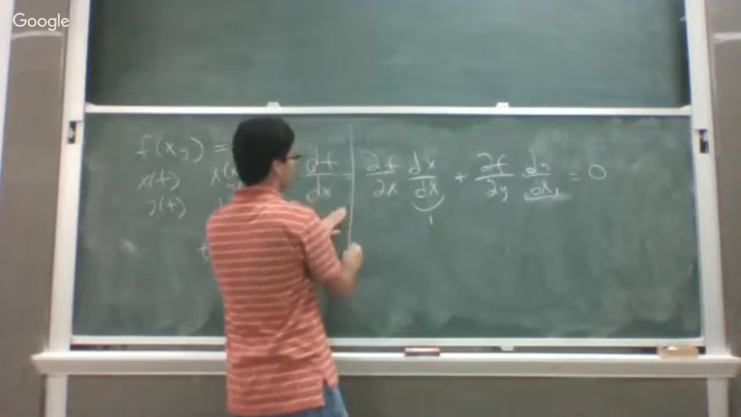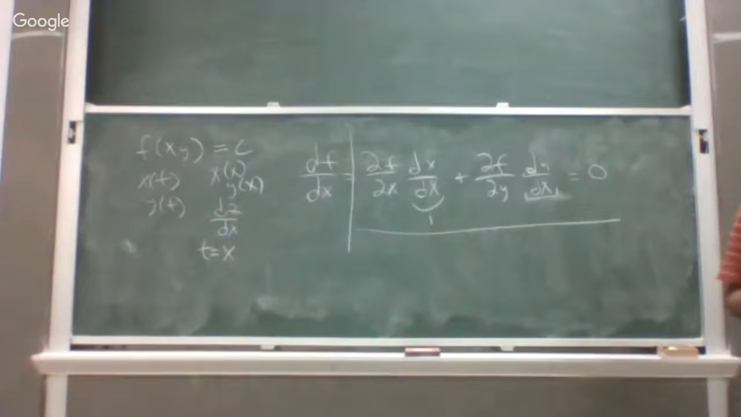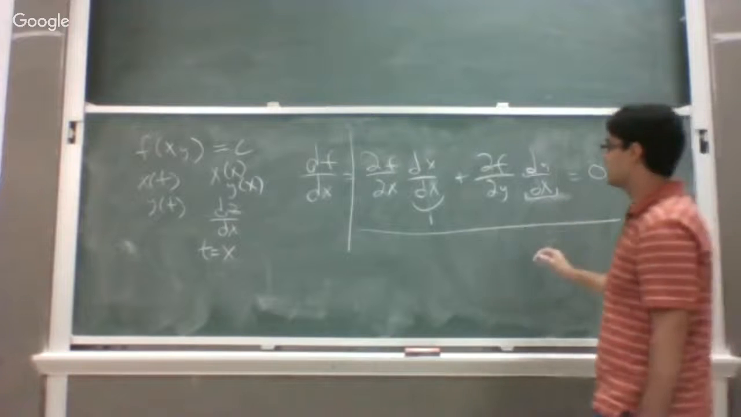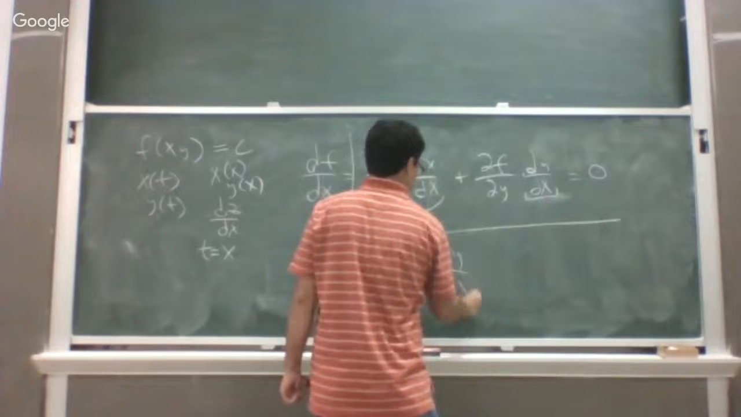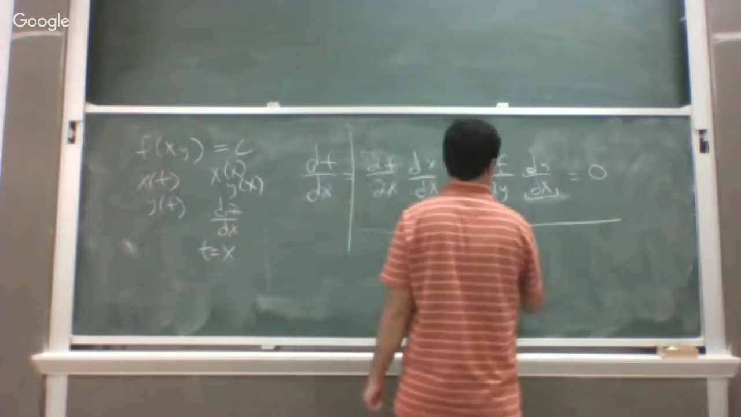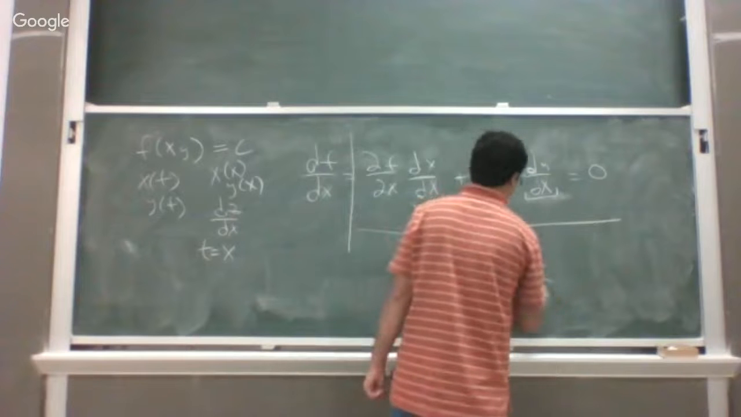Don't look at this part. This is our equation. This is equal to 0, right? So isolating that, we subtract, and dy/dx is equal to minus, I'm just going to write it like this, f_x divided by f_y.